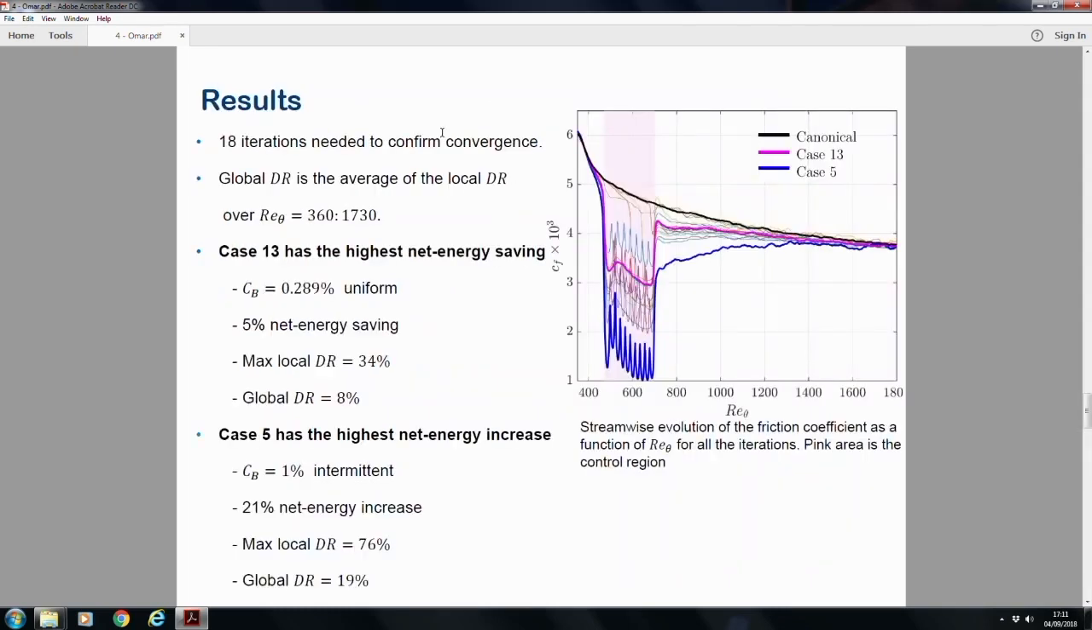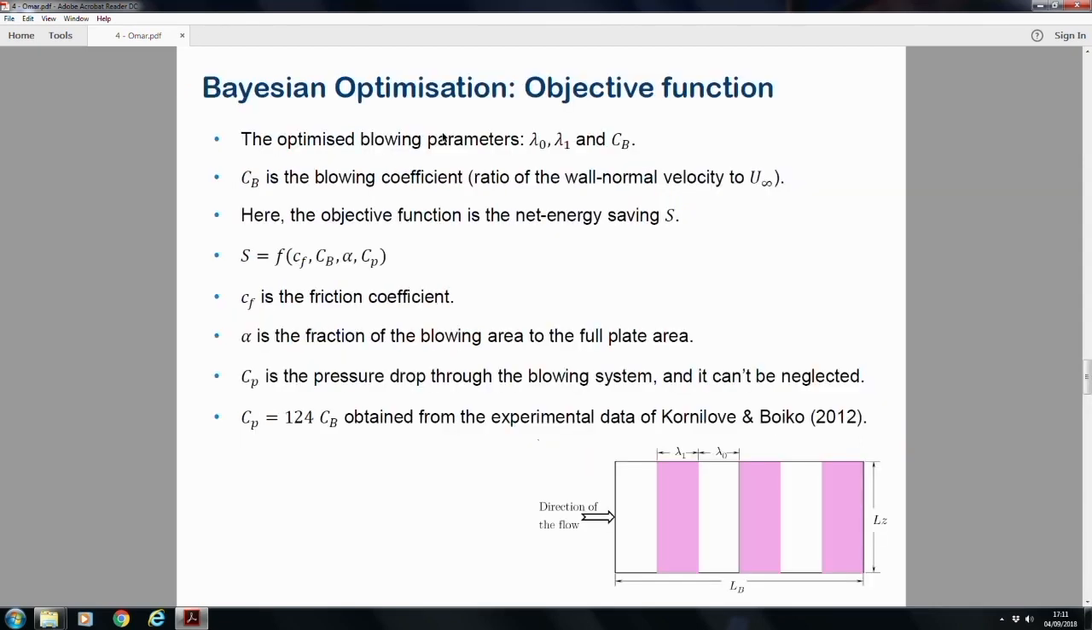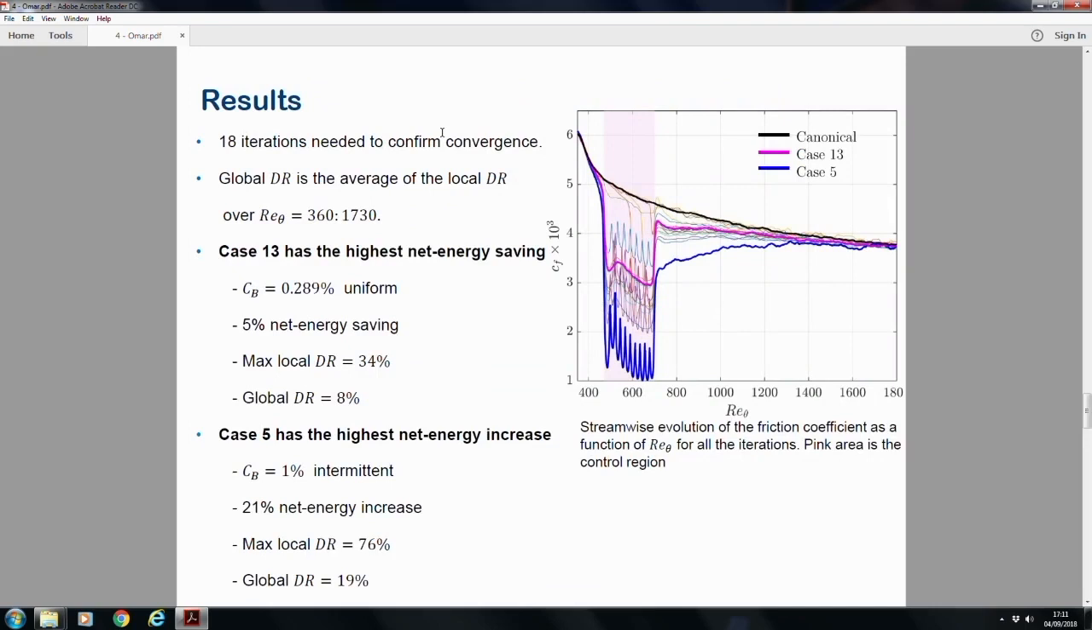We need a turn iteration to confirm convergence to the minima. And we base on the global drag. The global drag is the average of the local drag over Reynolds number between 360 and 1700. This number is where we have a fully turbulent boundary layer. We find in case number 13, which is the iteration number 13 by Bayesian optimization, it has the highest net energy savings, around 5%, and this is achieved by uniform blowing at around 3% of the free stream velocity.